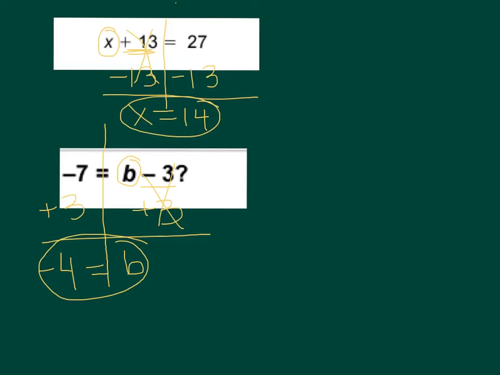It doesn't matter if your variable is on the right side or left side. You have to isolate it. So find the variable first. That was an example of addition and subtraction. Let's look at the next kind.